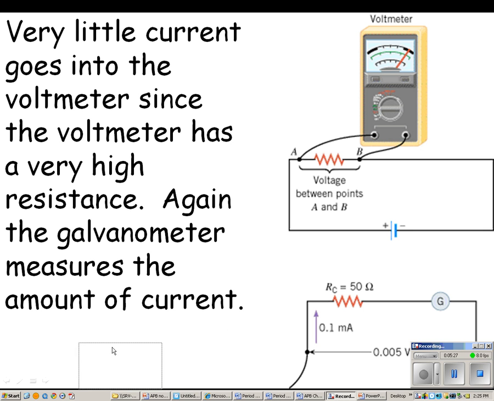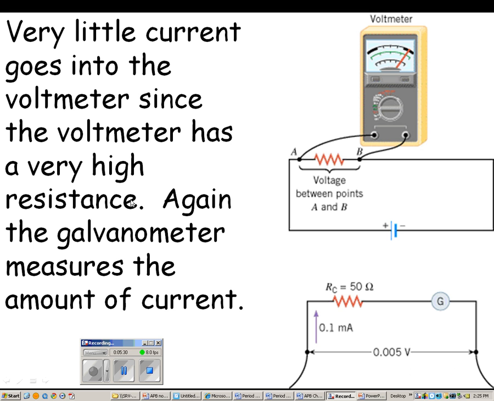And very little current goes into the voltmeter since the voltmeter has a very high resistance. And again, the galvanometer measures the amount of current. So what happens is the current's flowing along here. Most of the current goes right through this resistor, and some of it leaks into the voltmeter, into the galvanometer. So you have to make this resistor here fairly high, so not as much current goes through it. You only want 0.1 milliamps to go through it. Let's say 60 milliamps are coming along. You want 59.9 milliamps to go this way, and 0.1 milliamps to go through the galvanometer. So you put a voltmeter in parallel to the circuit, but the voltmeter itself is wired in series.